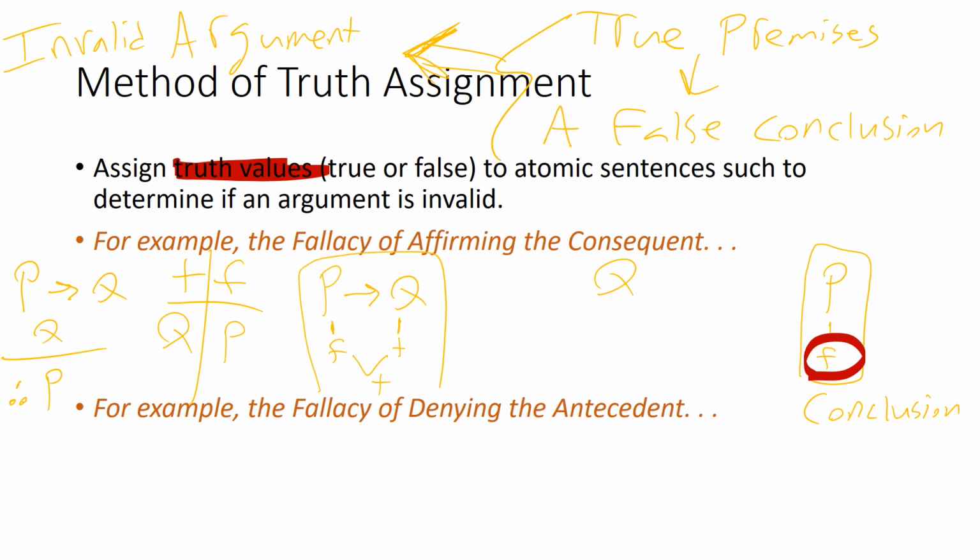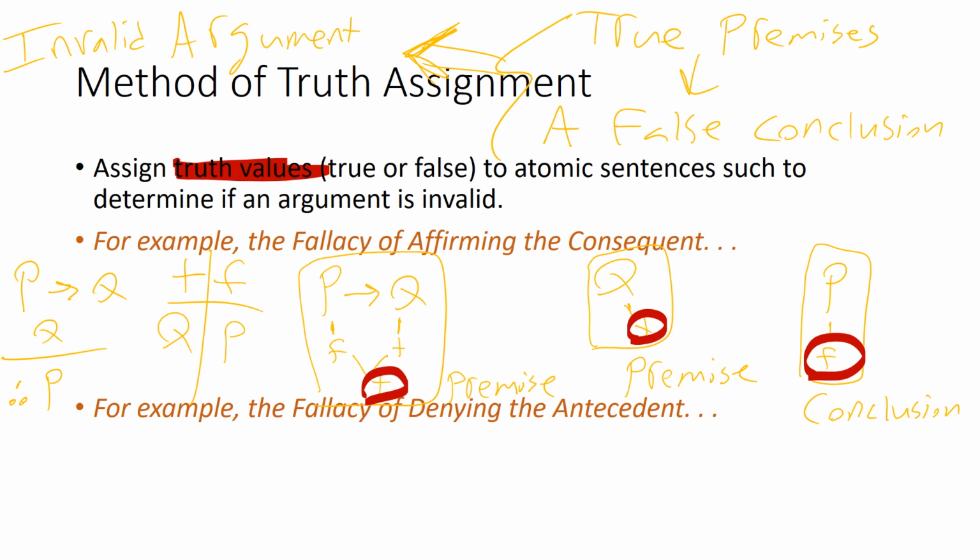So the first premise here is true. And Q we've assigned as being true. So the second premise is also true. So we have a true premise, another true premise, but a false conclusion. So therefore, the argument must be invalid.